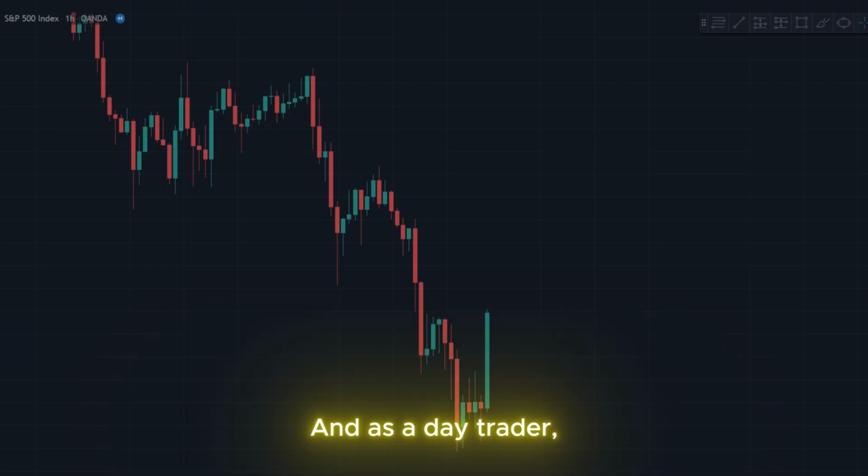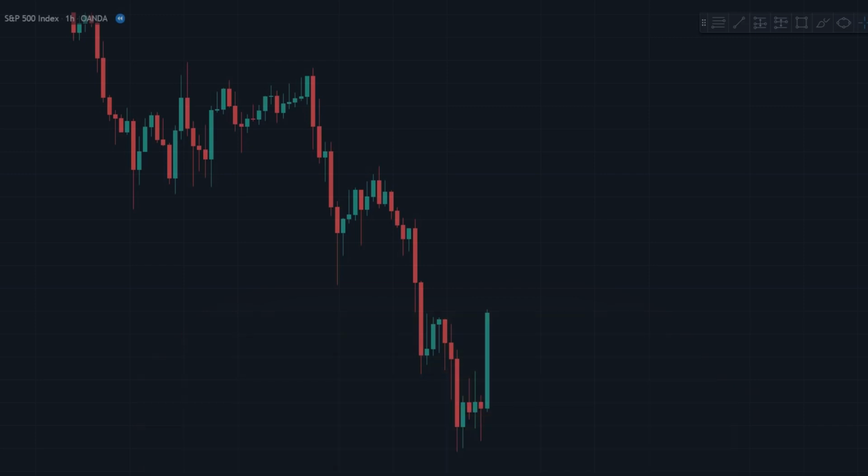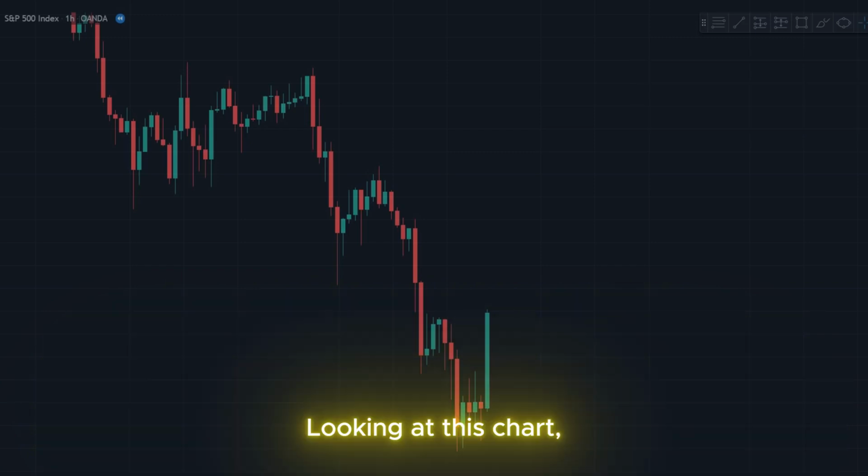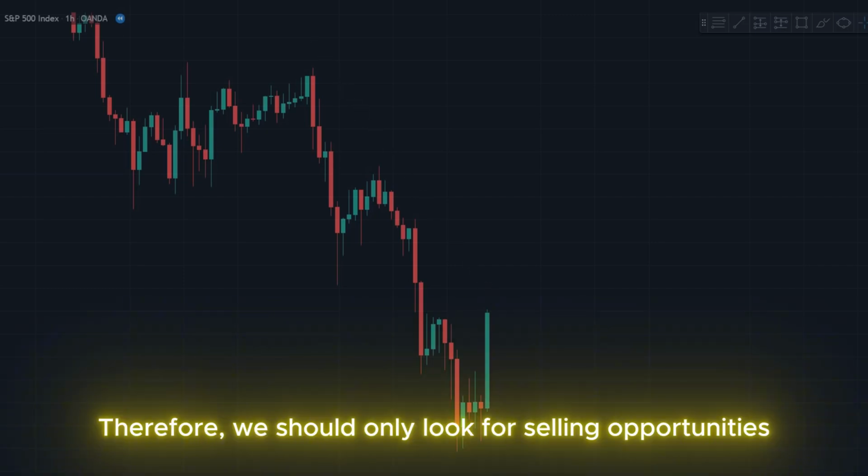And as a day trader, I will select two time frames for analysis and trade execution. Those are the 1-hour time frame and the 15-minute time frame. Looking at this chart, we can observe that this is a clear downtrend. A downtrend. Therefore, we should only look for selling opportunities.